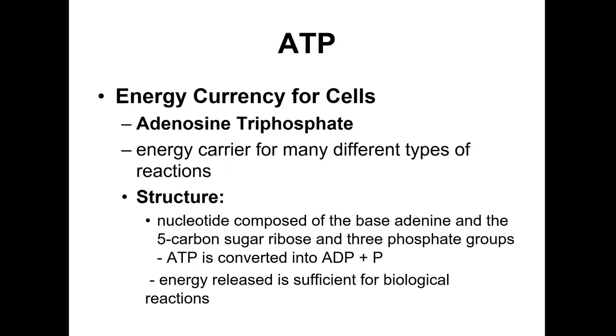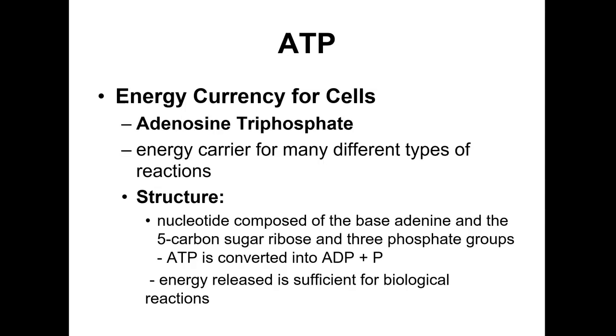ATP is going to be the energy currency for our cells, and not just our cells as animals, but also cells of things like plants and other organisms. So this adenosine triphosphate is going to be the energy carrier for many different types of reactions. With its structure, it's a nucleotide composed of the base adenine, the 5-carbon sugar ribose, and 3 phosphate groups that are attached to it.